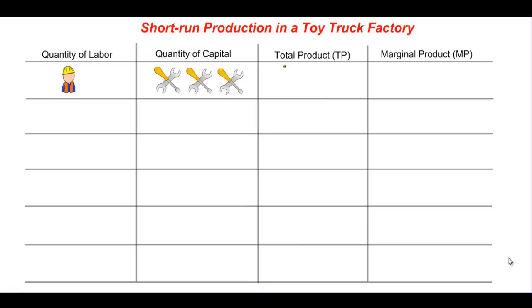Before we get into details about the cost and price decisions of firms, we're going to talk about a concept called the law of diminishing marginal returns. Now, let's look at our example here. We're going to be looking at the short-run production in a toy truck factory.